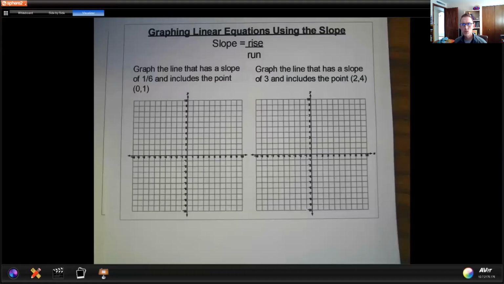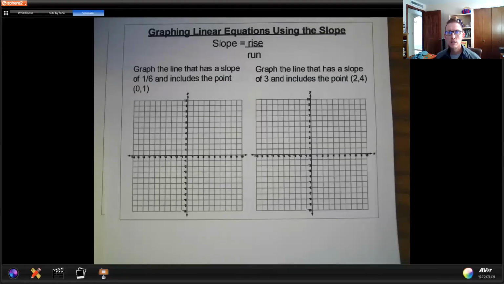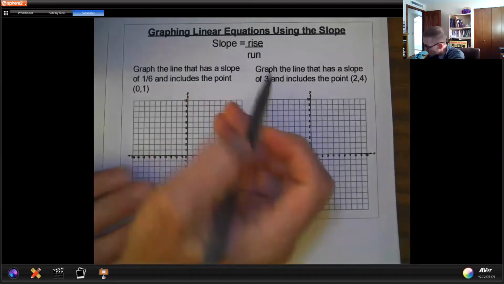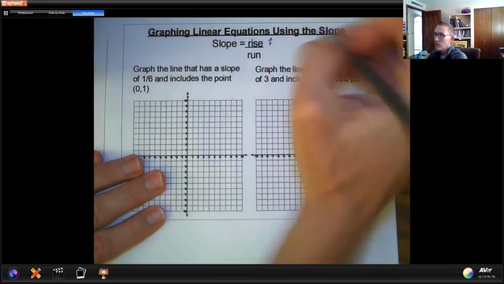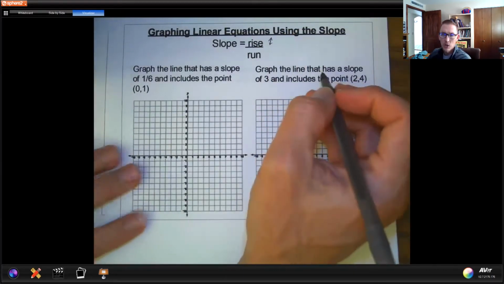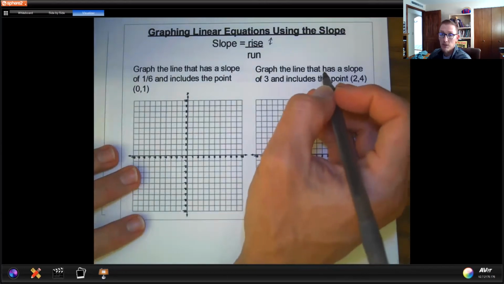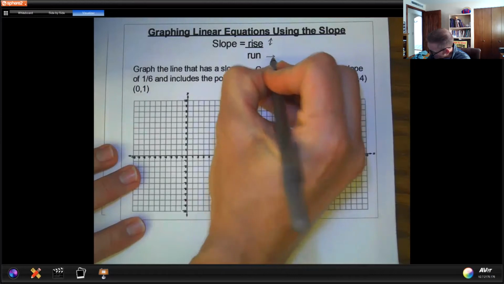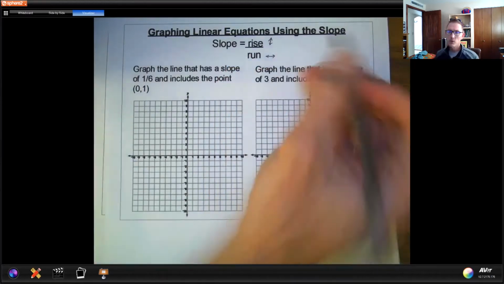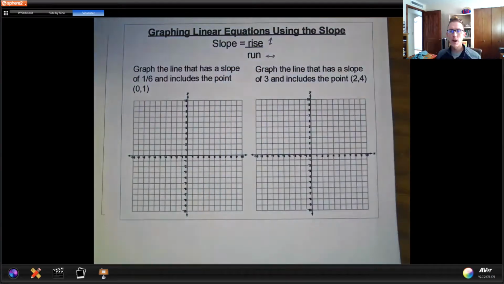So the first thing I want you to look at is this idea of slope and the fact that, again, slope is rise over run. So remember, you're going to go up or down. If it's positive, it's going to go up. If it's down, if it's negative, you're going to go down. And then it's going to be side to side, and we pretty much run to the right. So the elevator goes up or the elevator goes down, the doors open, and then we get out.